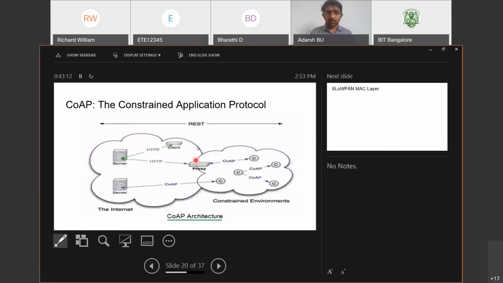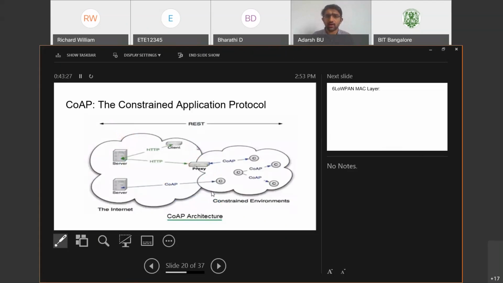The proxy here is a gateway device, so it makes the work easy for this gateway device. It will easily convert the data. This completely constrained environment is completely the local network.